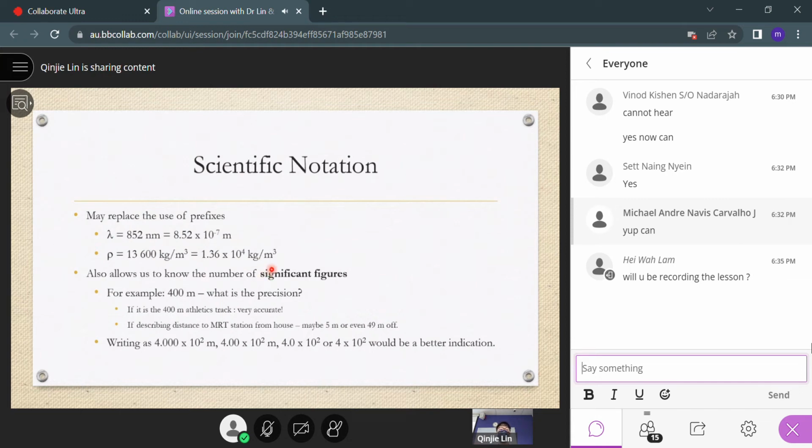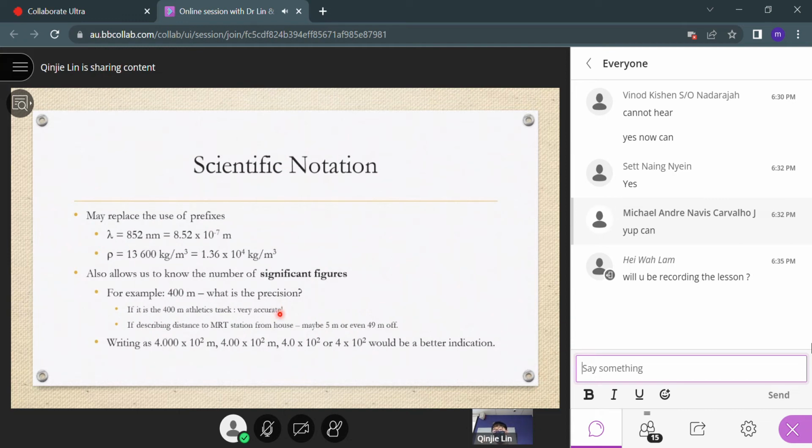One thing good about scientific notation is it allows us to know the number of significant figures. Significant figures tell us what kind of precision is important. For example, when we say 400 meters, what is the precision that we are talking about? If we are referring to the running track, 400 meters is correct. It's quite precise because that's what we are talking about. But if we describe the distance to the MRT station and tell our friend it's 400 meters, that may not be very precise because it can be 5 meters off or 49 meters off, but you still can round it to 400 meters. So in that sense, we cannot really tell the precision.